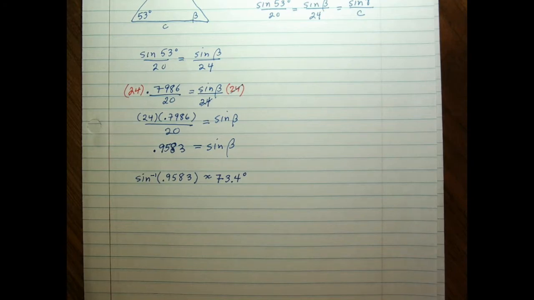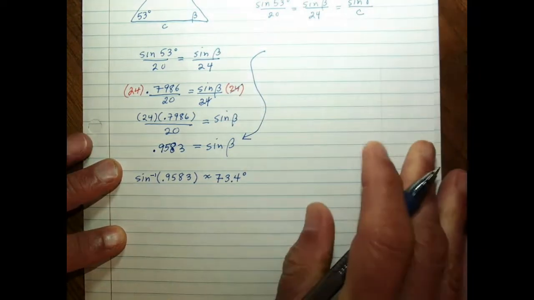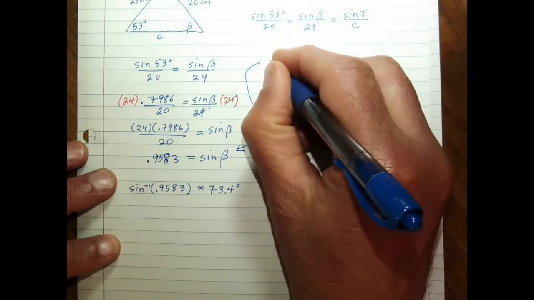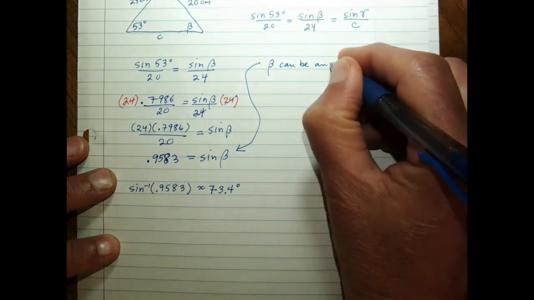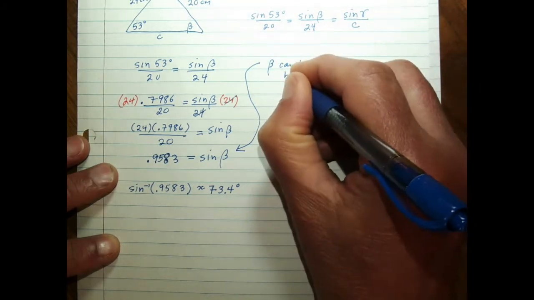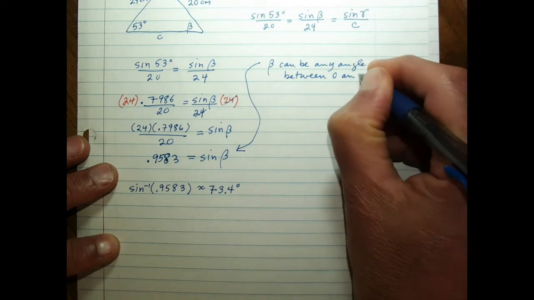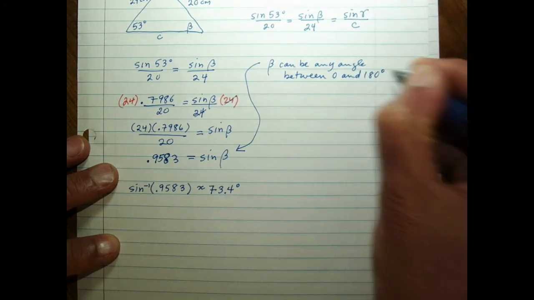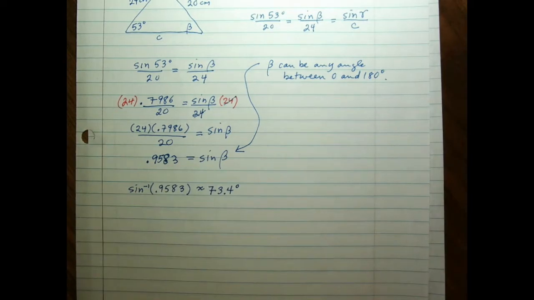All right. When we're trying to find beta, I'm going to write this over here. Beta can be any angle between 0 and 180 degrees, because it's the angle of a triangle. Angles in triangles are often greater than 90 degrees. They're never greater than 180.